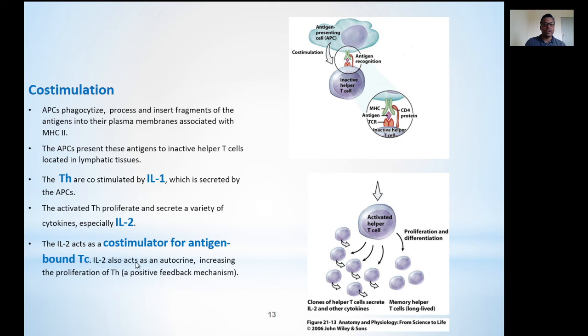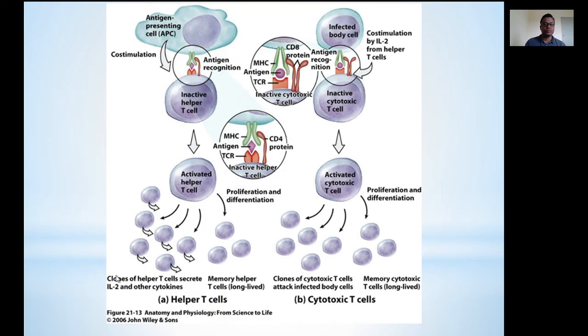Interleukin 2 also acts as an autocrine, which means the interleukin 2 released by the T helper will stimulate the other T helper to proliferate and also secrete a variety of cytokines. So this is called autocrine, self-stimulation, increasing the proliferation of T helper. So this is the whole image that you can observe later on in the notes.